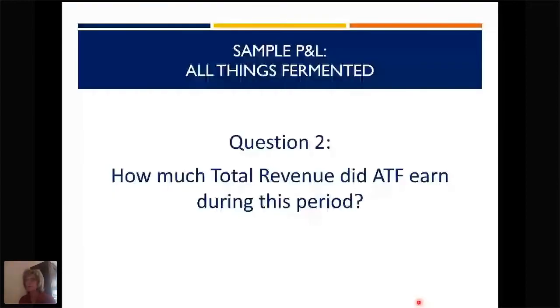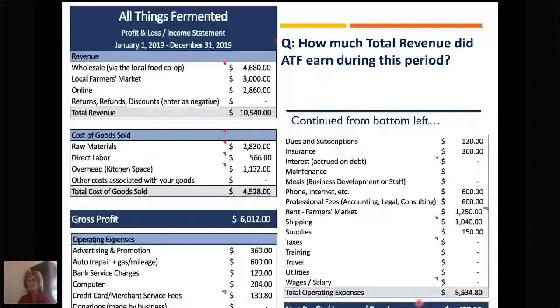How much revenue did All Things Fermented earn during this period? Again, Marissa, feel free to jump in. Anybody else? How much revenue did they earn during this time period? Beatrice, 10,540. Again, you guys are on top of it. Yep, right there, 10,540. We add their different types of revenue together to come up with that total revenue.